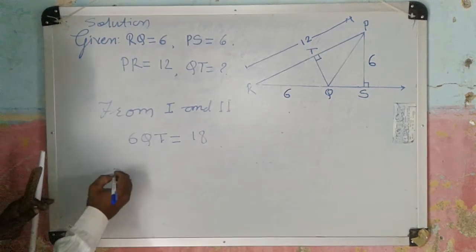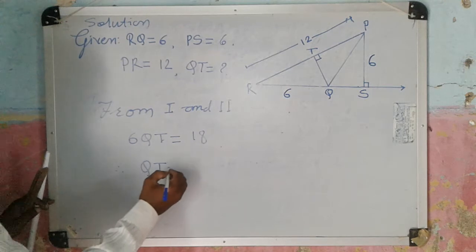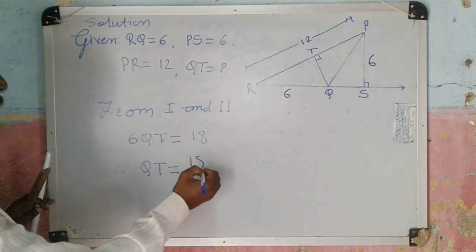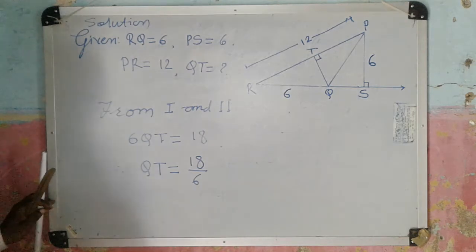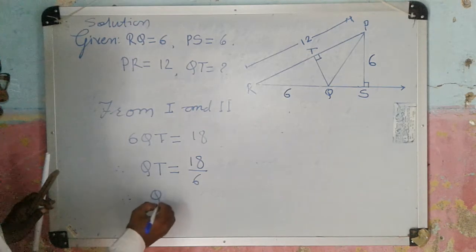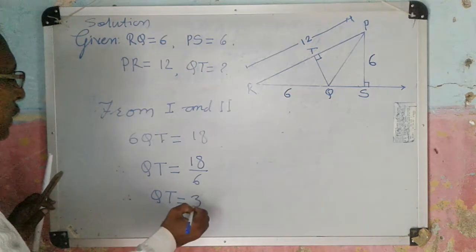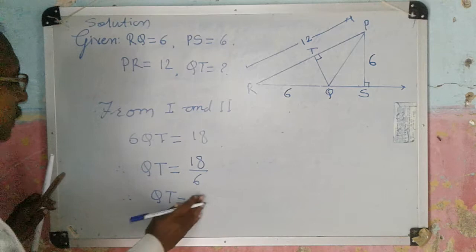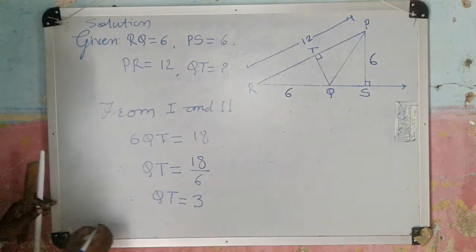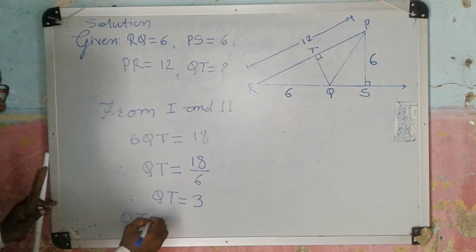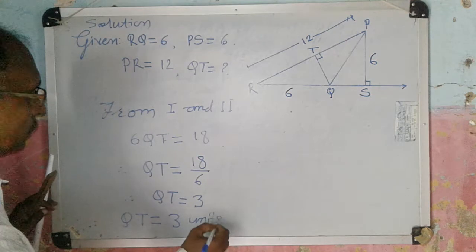And therefore QT is equal to 18 upon 6. Therefore QT is equal to, 6 3s are 18. Divide 18 by 6. So here our answer is QT, and therefore QT is equal to 3 units.